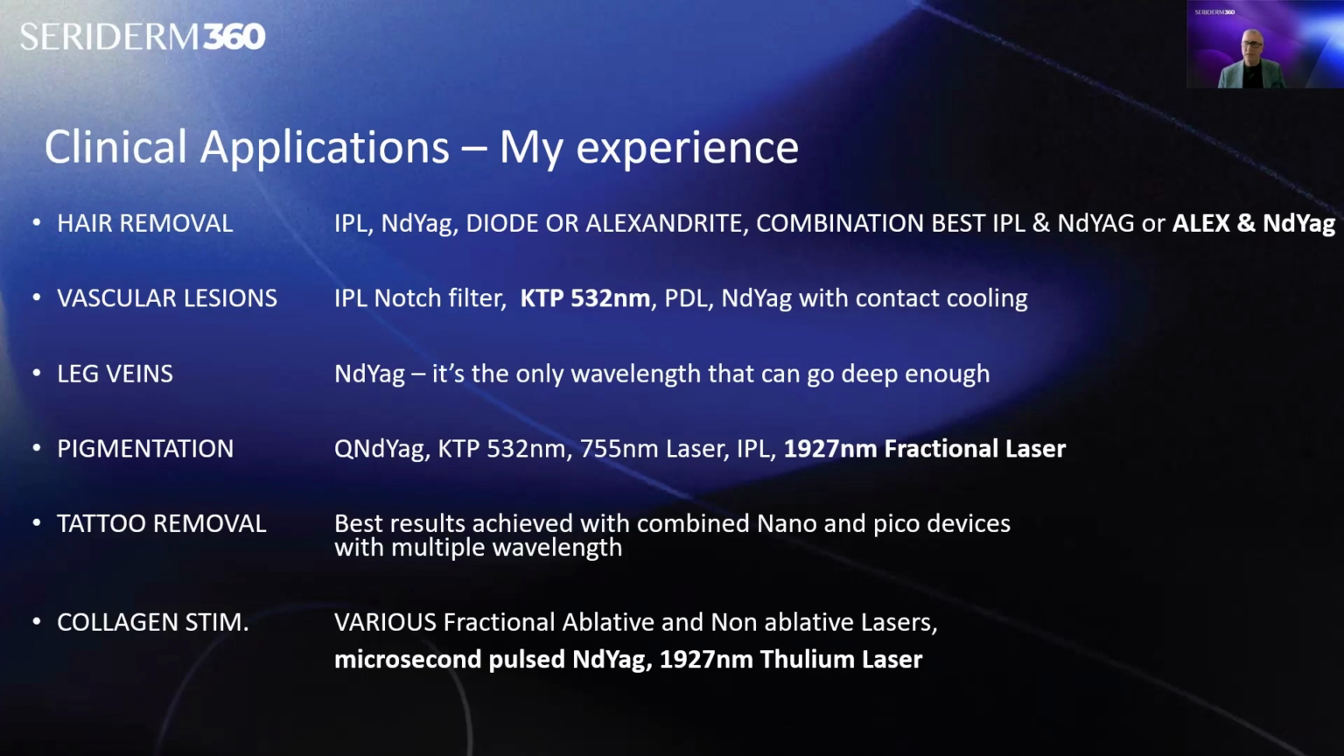One of my new favorites is the 1927 nanometer fractional laser. We use LaserMD on our courses from Neutronic. I think for me, that's one of the most exciting lasers because now you can treat all skin types all year round for melasma and pigmentation, because you can use a drug to really help enhance that result. So for me, my first choice for pigmentation these days would be 1927 nanometer.